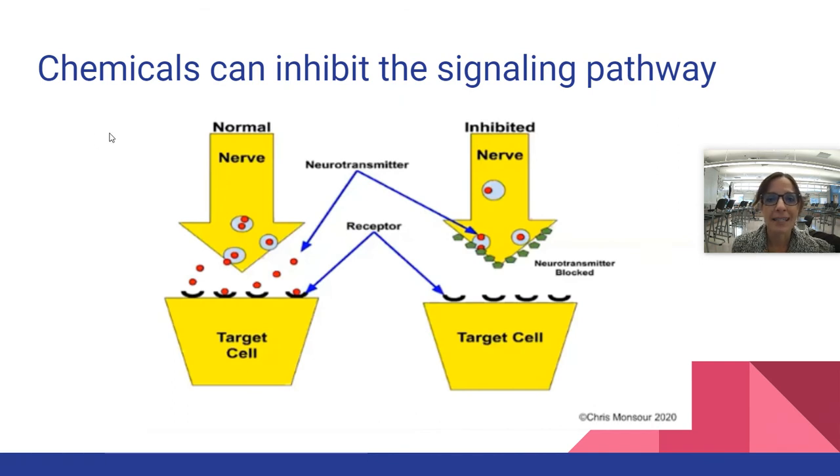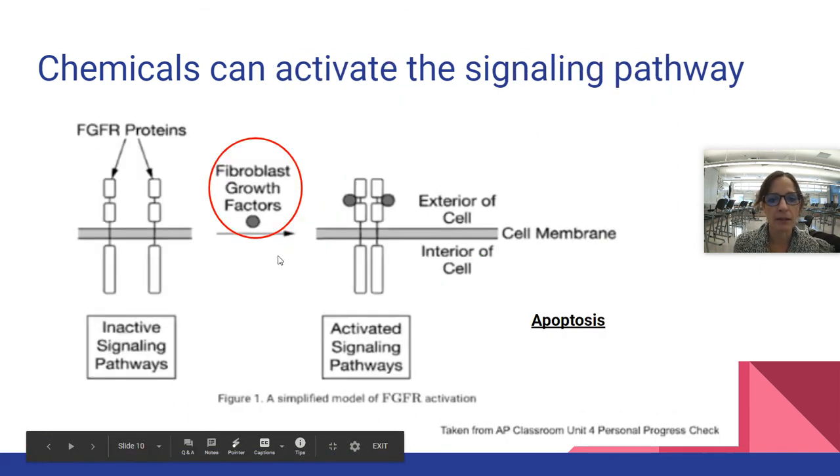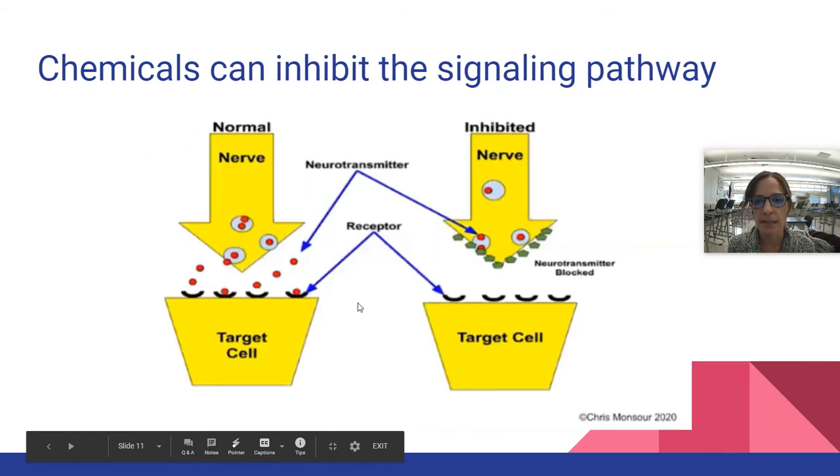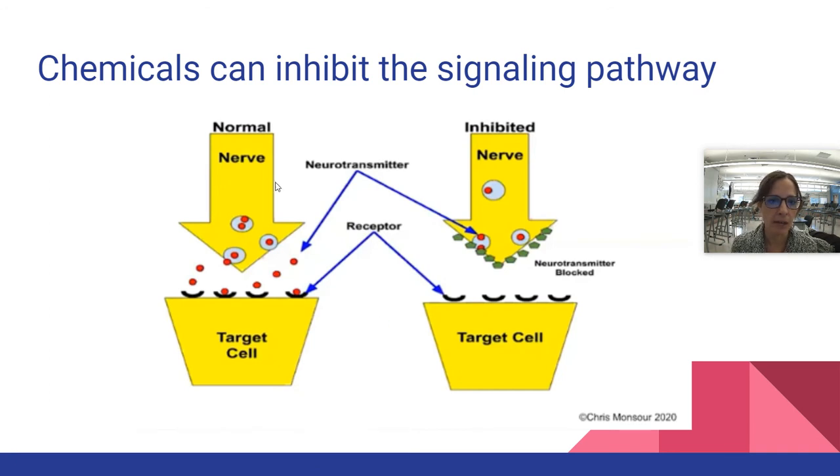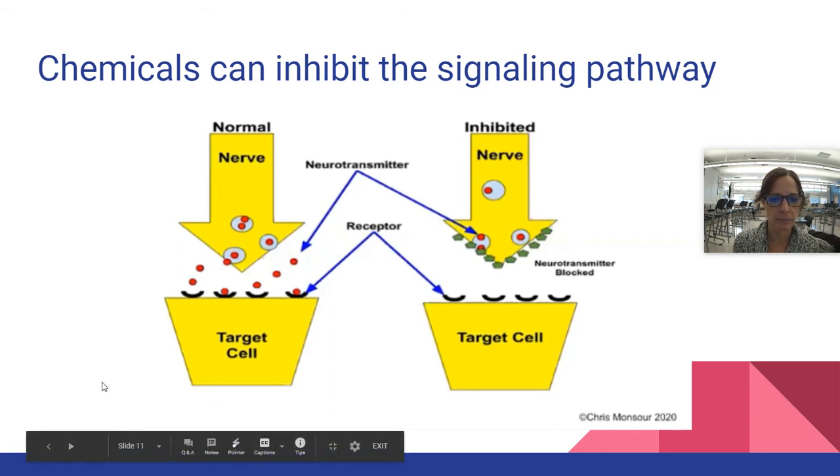Another thing is that chemicals can inhibit. So back here, we were talking about how chemicals activate the signaling pathway. And now we're going to talk about an example of how chemicals can inhibit the signaling pathway. So again, here's your nerve, here's your target cell, all is good. The neurotransmitters are being released and bonding with their receptor. Remember, it's the same shape. And over here, it's inhibited because the neurotransmitters are blocked. So that's how a chemical can inhibit the signaling pathway.